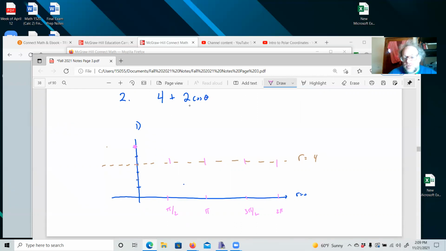Okay, when pi over 2, 90 degrees, cosine is 0. So we have 4 plus 0 just there. We get to negative 1. Cosine of pi is negative 1. So we effectively have 4 minus 2 because of that negative 1 there. So we're down here. Okay, 3 pi over 2, again, we're at 0. And then 2 pi back to 1. Cosine of 2 pi is 1. 4 plus 2 would be 6.